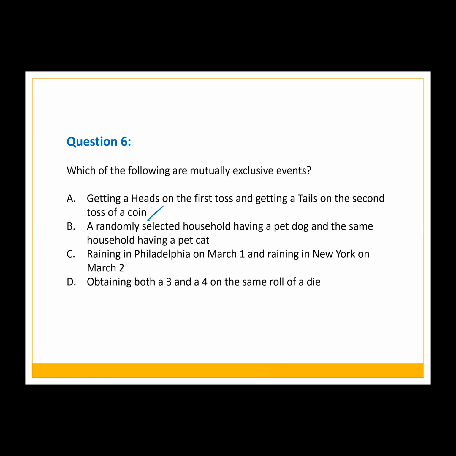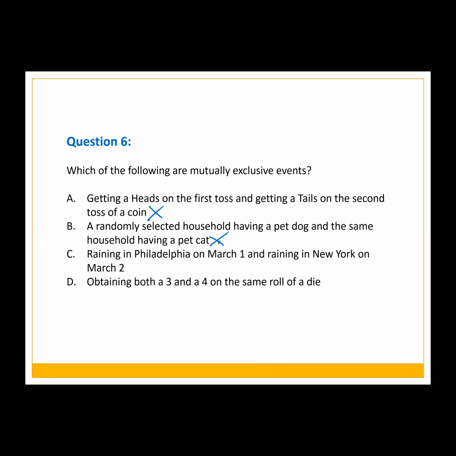Now B, a randomly selected household having a pet dog and the same household having a pet cat. Again, this can always happen. We usually think that if you have a dog and a cat in a house, they will fight, but there's no rule and nothing to prohibit a person getting a dog and a cat at the same time in the same house. So B is also not correct.